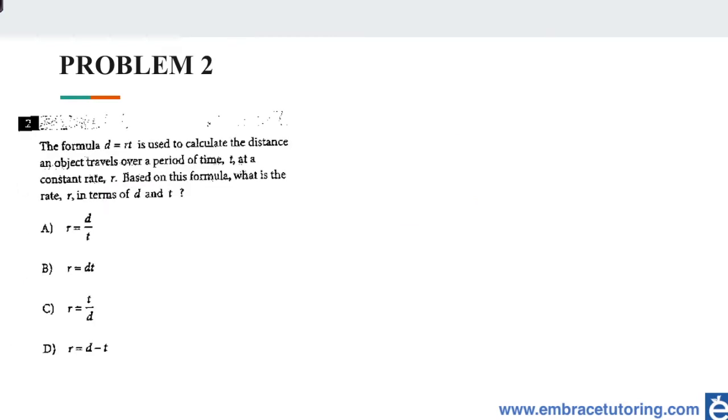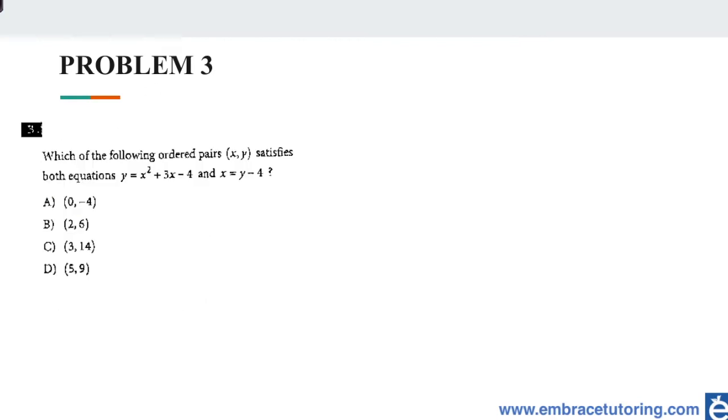For problem number two, it says the formula d equals rt is used to calculate the distance an object travels over a period of time t at a constant rate r. Based on this formula, what is the rate r in terms of d and t? Hopefully you can recall that whenever you see "what is the rate in terms of," this is a literal equations problem, and the given equation that they initially give you is d equals rt. So by dividing both sides by t, I isolate and solve for r, which indeed makes A my best answer for problem number two.